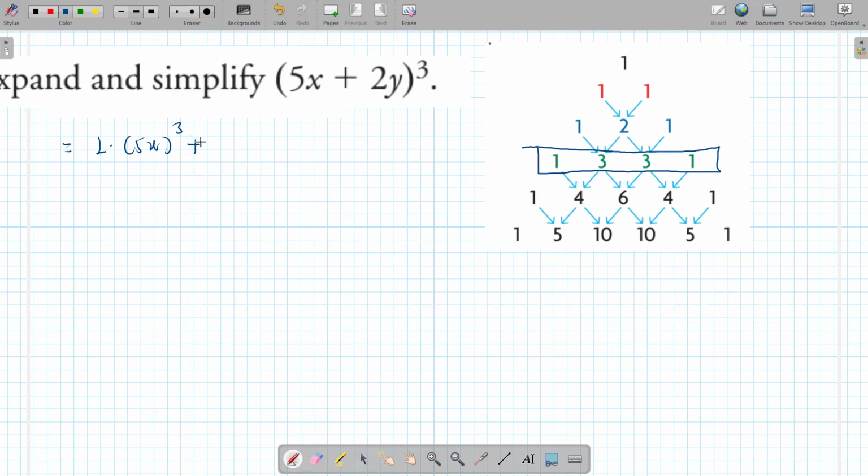Plus, the next term is 3 times 5x squared times 2y^1. Sorry, not that, I need to go lower. So it's going to be 3 times 5x^1 times 2y squared, and then the last term is 1 times 2y to the maximum, b cubed. The second term to the maximum power. What is 5x cubed when you expand this?